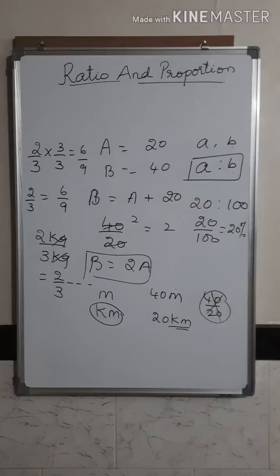You don't have a unit when you write the ratio of two quantities. So these were the 5 properties given in the textbook. Some of these properties you will be using in solving the problems.